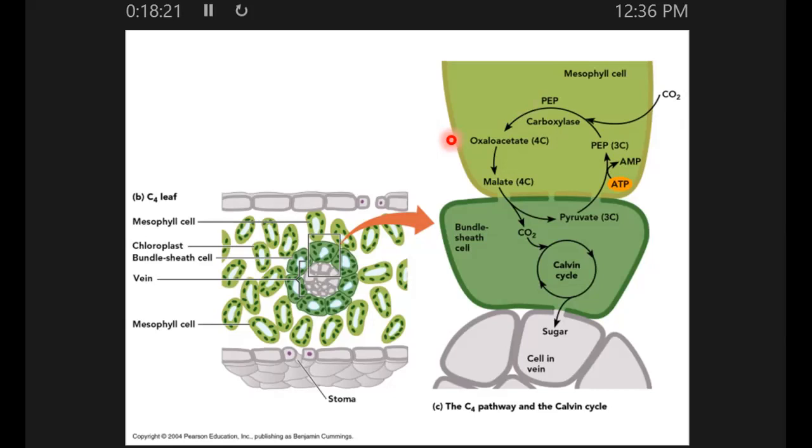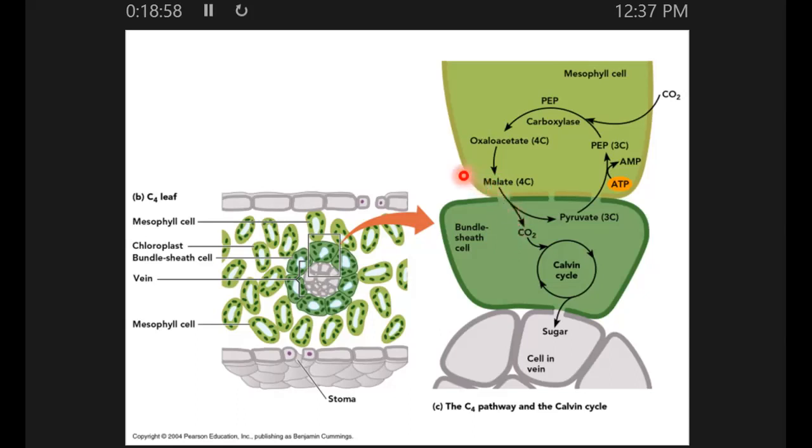Another way to say that is oxaloacetic acid. So often we abbreviate it OAA. And so then you can see that OAA converts to this other acid that we call malate. So you can call it malate or malic acid, same thing. Okay, so all of that's happening in the mesophyll cell. Then you can see at that stage, the malate physically moves over to the bundle sheath cell.